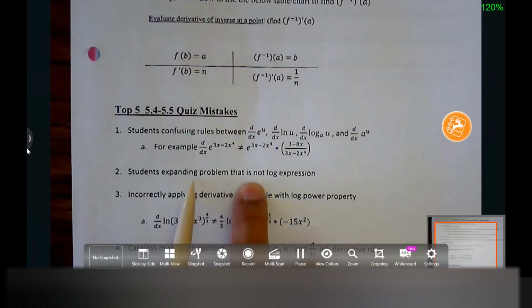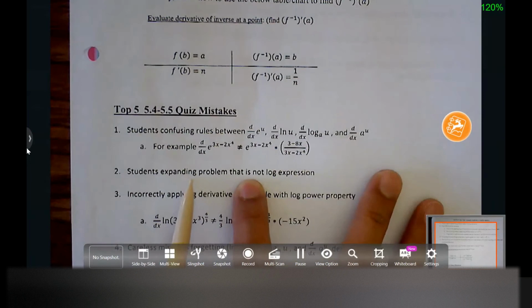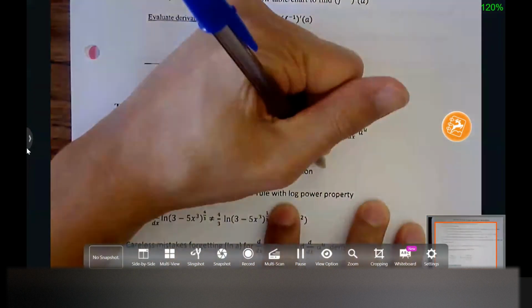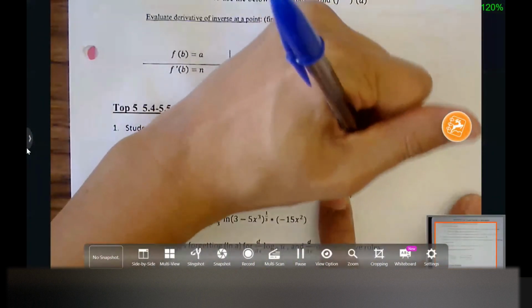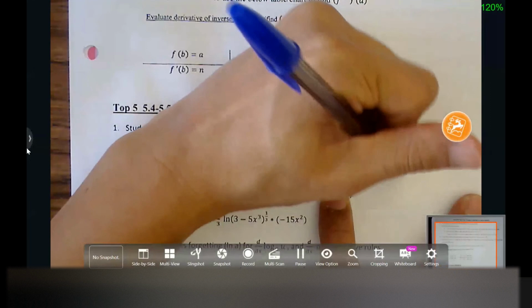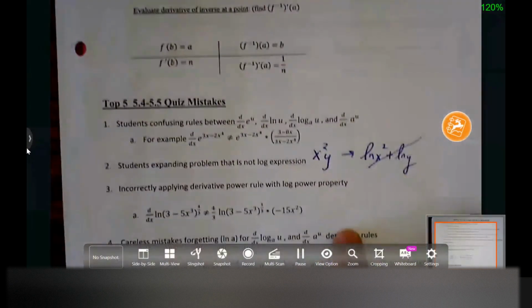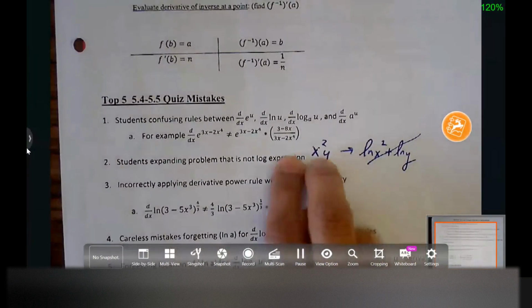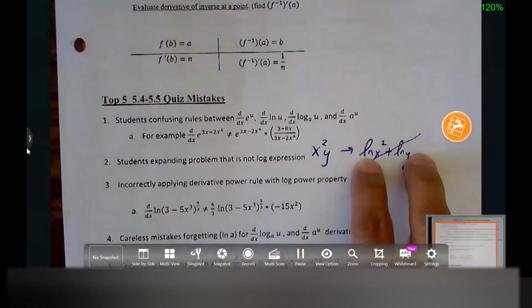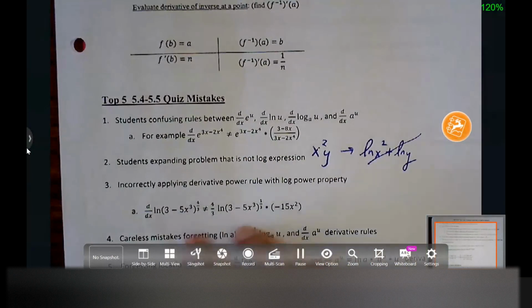This is also one too. Students expanding problems that are not log expressions. Sometimes students see x squared y just by itself, and then they turn this into natural log of x squared plus natural log of y. Okay, so we can't do that. We can't just expand something without it being a log, unless we take natural log of both sides, but we can't just magically separate them and include logs.